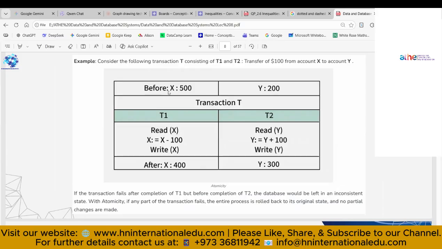Before, the X account contained $500, and after the $100 is transacted from account X into account Y, the X account will be $400, because you subtract 100 from 500. In account Y, it was $200 before, and when the X account sent $100, the Y account will be $300.